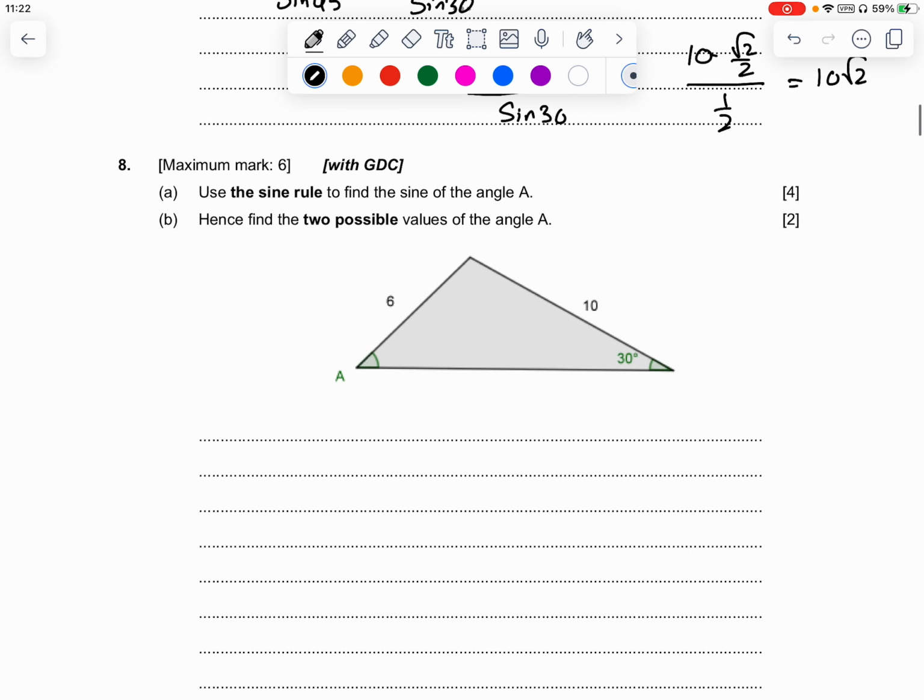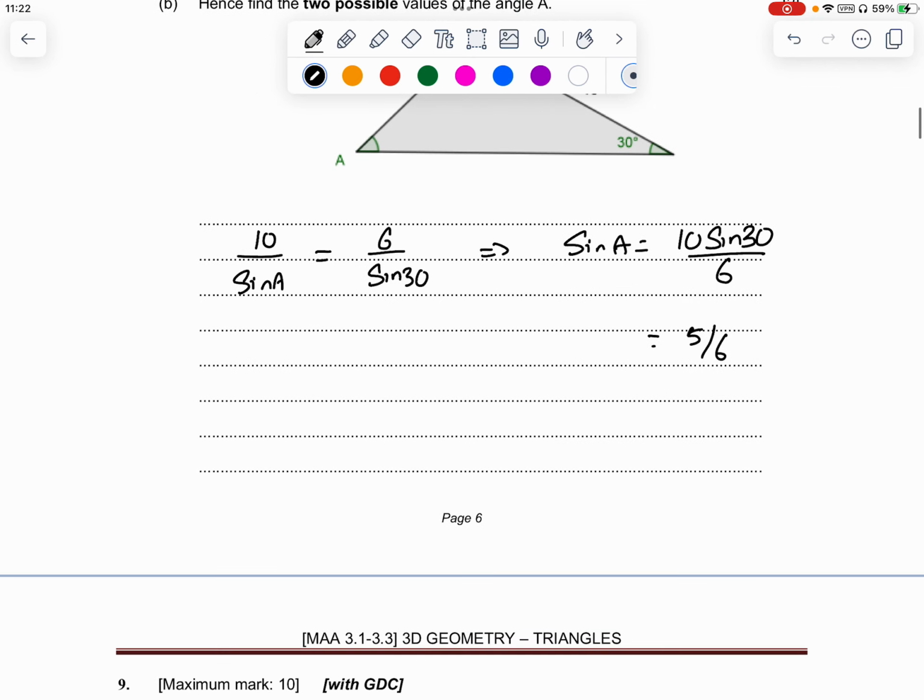Next question number 8. Use the sine rule to find the sine of the angle. So 10 upon sine A equals 6 upon sine 30, which makes sine A equals 10 sine 30 upon 6, which is nothing but what? 5 upon 6. So A equals 56.4 degrees. So another angle will be 180 minus, take the total calculated display 56.442, which is going to be 123.557. Round it off, it should be 124.